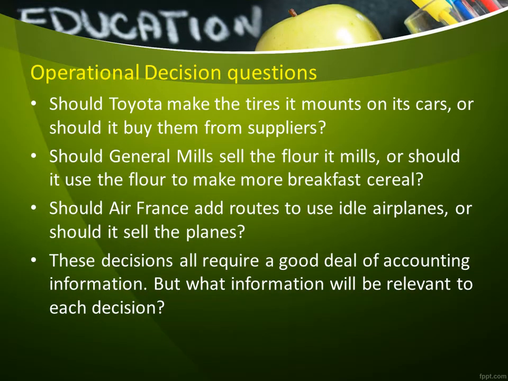These are sample operational decision questions. Should Toyota make the tires it mounts on its cars, or should it buy them from suppliers? Should General Mills sell the flour at Mills, or should it use the flour to make more breakfast cereal? Should Air France add routes to use idle airplanes, or should it sell the planes? These decisions all require a good deal of accounting information, but what information will be relevant to each decision?